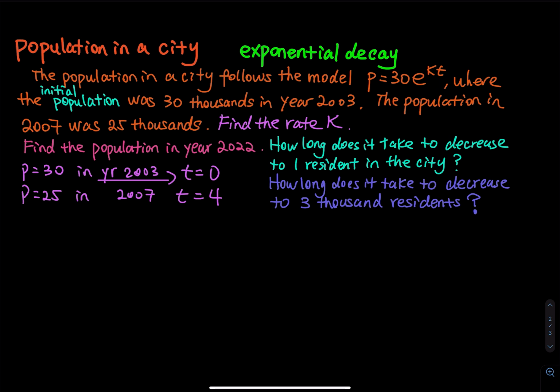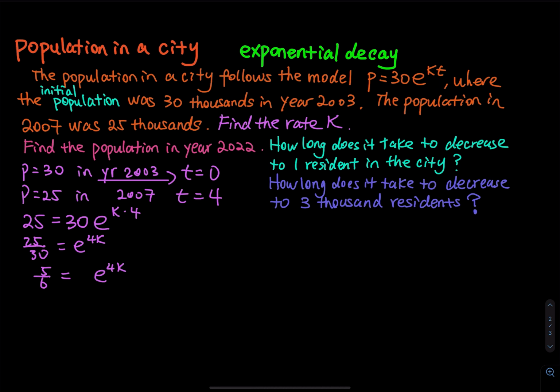So the way we do this is we set up using the 4. We say that 25 equals 30, and then e to the k times 4. You don't know k, so you solve for k. How do you solve for k? You have 25 divided by 30, right? So you have 25 divided by 30 equals e to the 4k, and this is 5 over 6, equals e to the 4k.